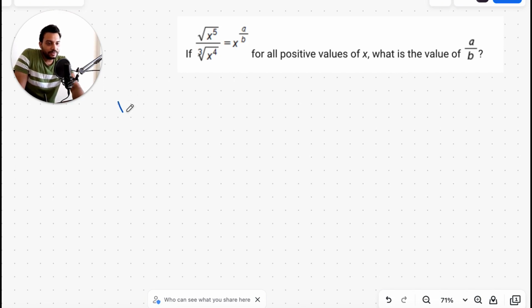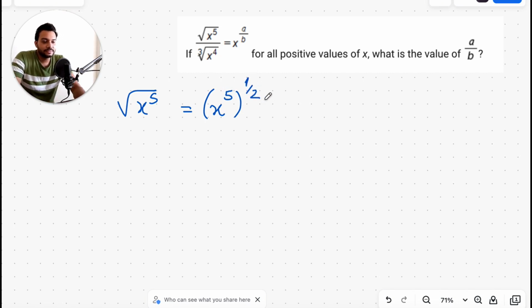So the square root of x raised to the power 5. This can be written in exponents in a simpler form as x raised to the power 5, raised to the power 1/2, since that is the meaning of square root. Anything raised to the power 1/2 is the square root of that.